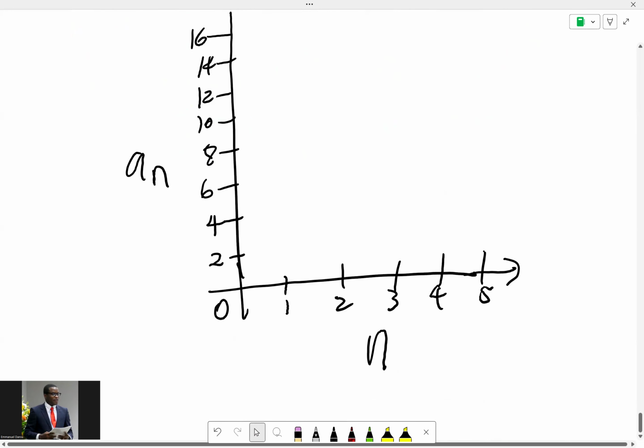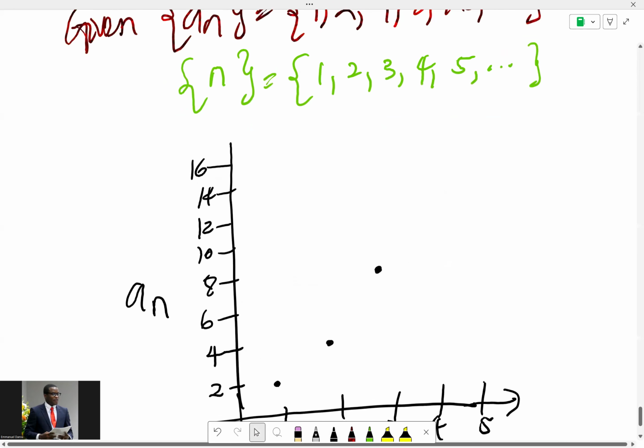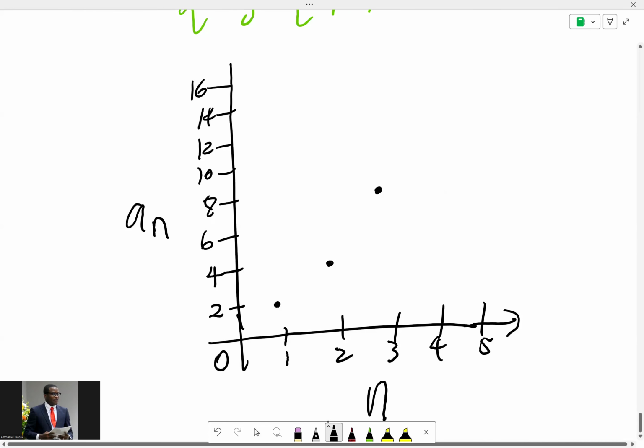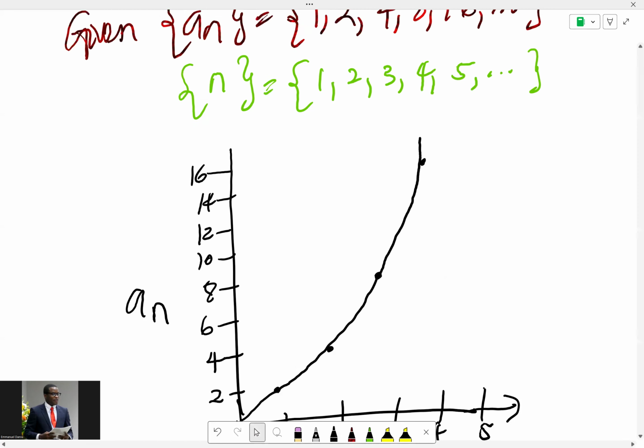So we have 1 against 2. We have 2 against 4. We have 3 against 8. We have 4 against 16. So that moves quickly, not the straight line thing we saw. So you see that growing exponentially. And that's how that goes.